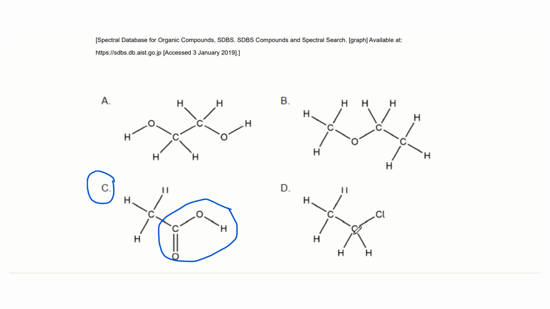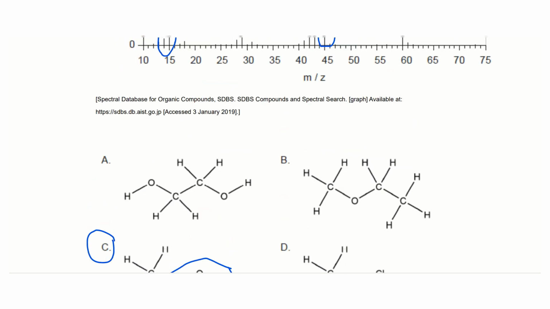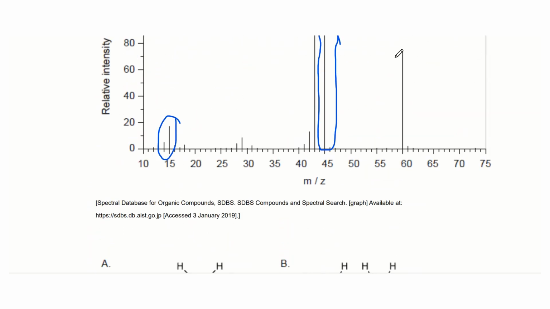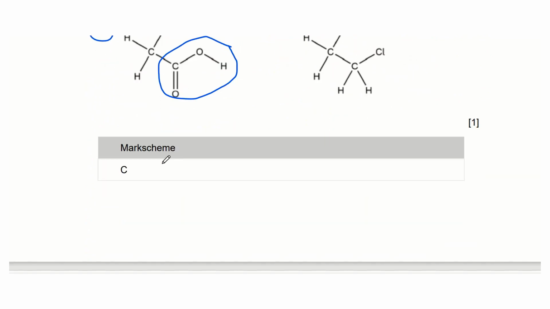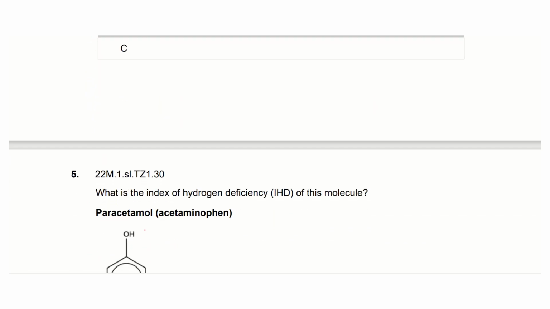So I don't need to do any work here. I just need to identify the major peaks that I see. I don't even need to calculate the molar mass of the molecule. I just need to figure out which major peaks give rise to this molecule. And always, always, always use the data booklet. So you can see that the answer there is option C.